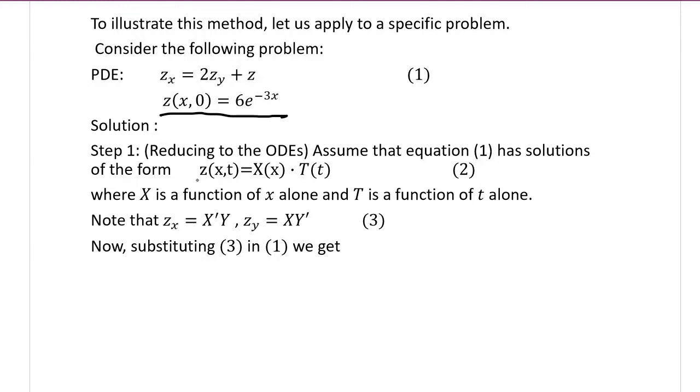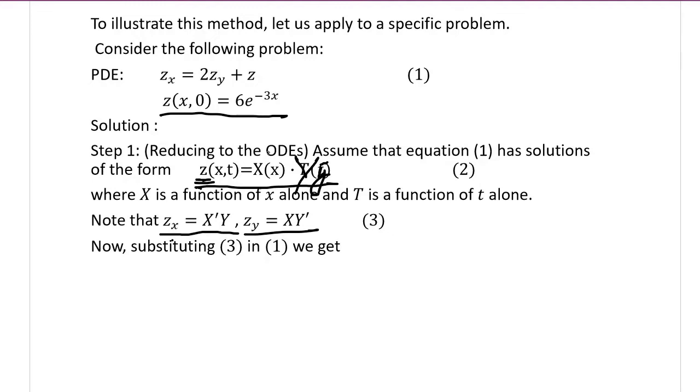Now the first assumption, as we discussed, is that it has a solution of the form z equal to capital X of x into capital Y of y. Now zx is X dash Y and zy is X Y dash. These are the partial derivatives, because when I'm partially differentiating this with respect to x, capital X is the only term which is a function of x. Capital Y can be treated as a constant, so it becomes X dash Y.